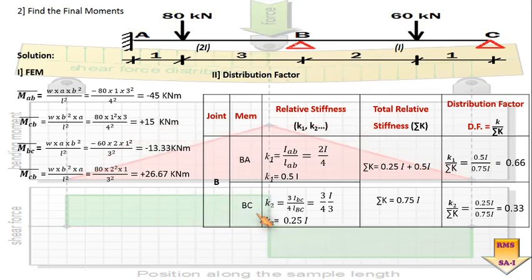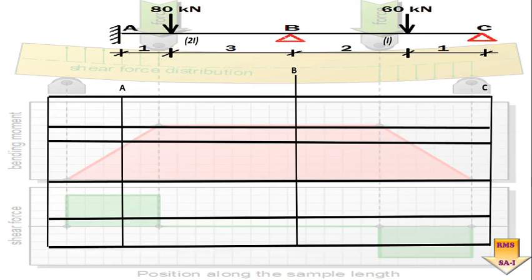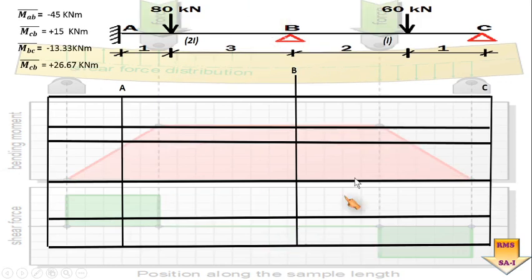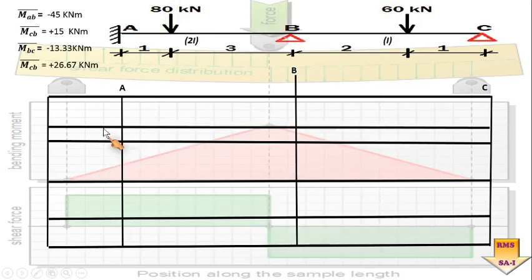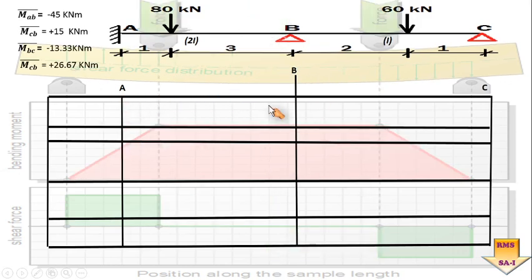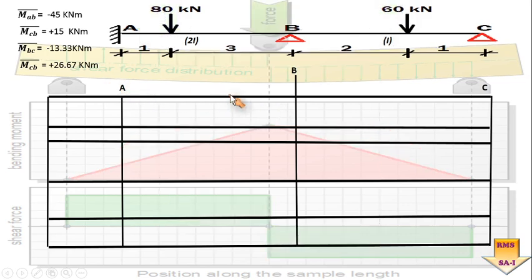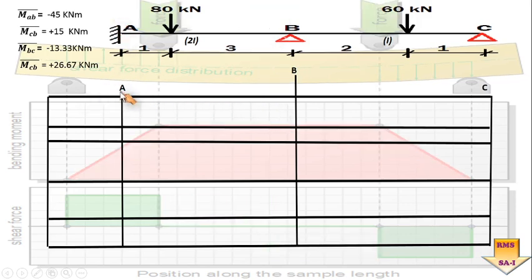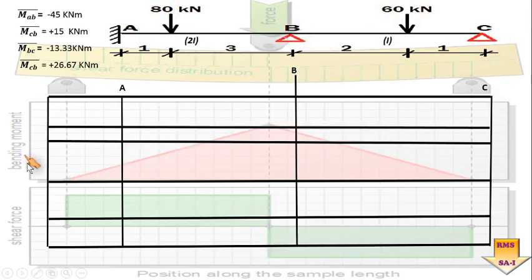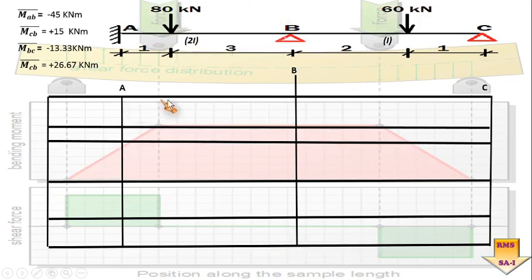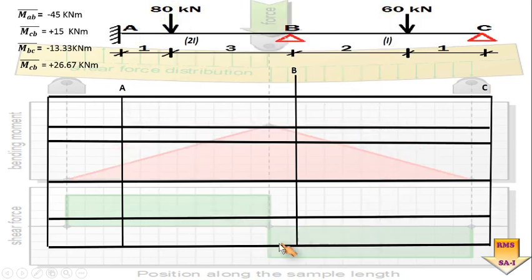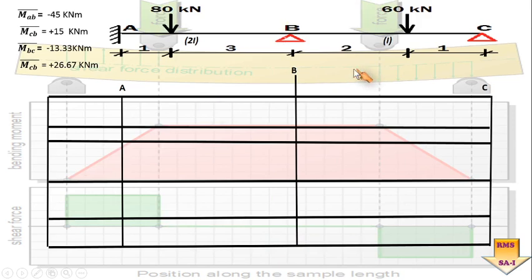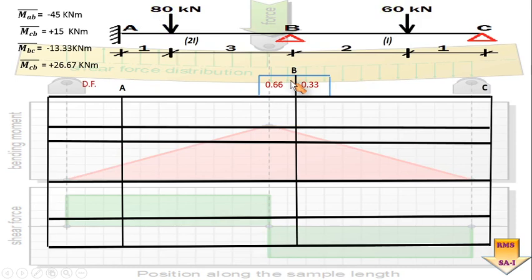Moving ahead, the next important job is to enumerate what we have found out, that is the various fixed end moments, and then we have to prepare once again this particular table, which is called a moment distribution table, in which the very first thing we introduce is the joints: A joint, B joint, and C joint. So this is how we are going to prepare this table. This area is used for the distribution of the moment, whereas about this line near this joint I will be introducing the distribution factor.